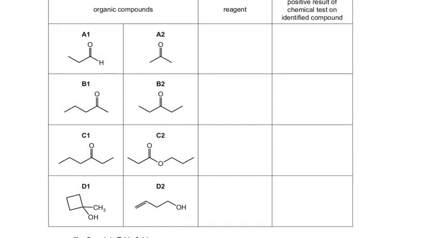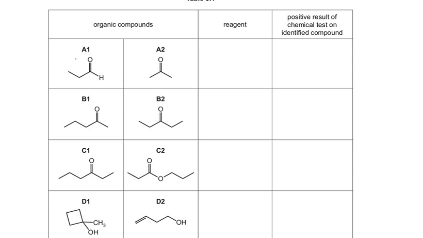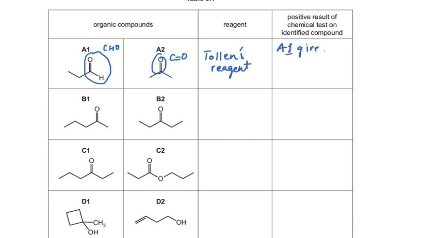Our first pair here is A1 and A2. In A1 we can see CHO, which is an aldehyde, and A2 is only CO, that is a ketone. So if we want to distinguish between an aldehyde and a ketone, we can use Tollens reagent or Fehling's reagent. If I am using Tollens reagent here, then what will be the positive test? A1 will give the silver mirror test.